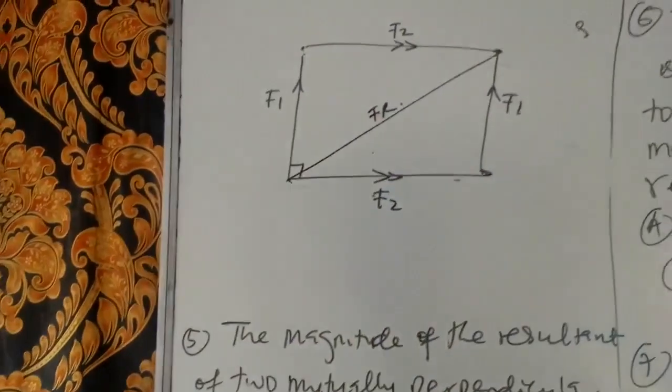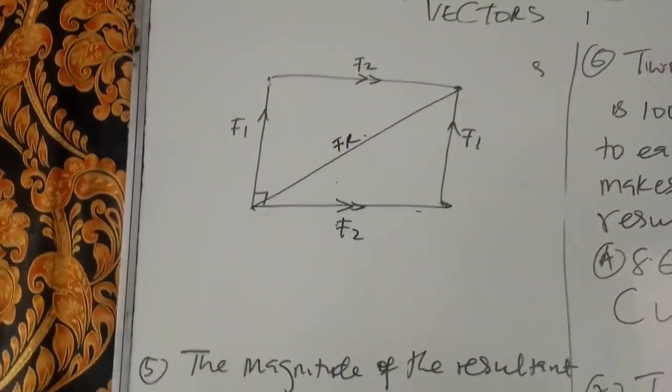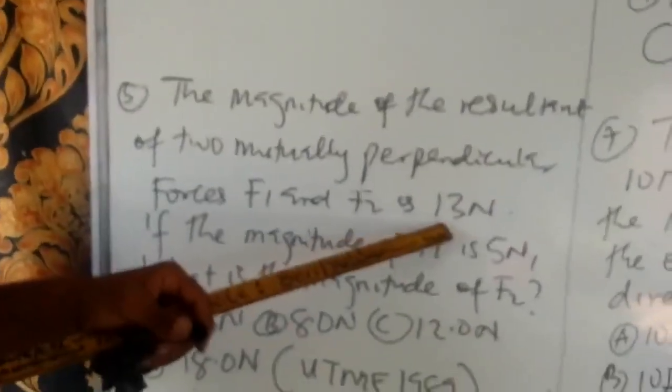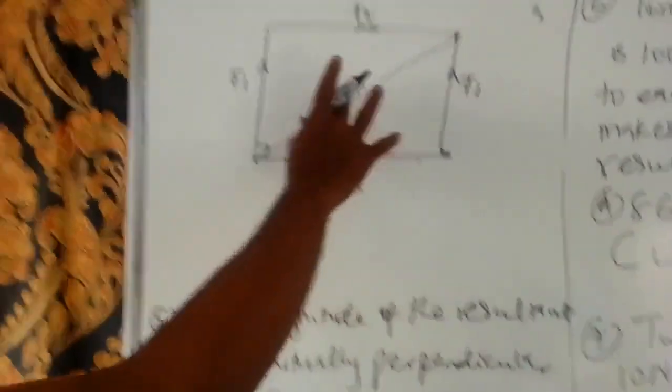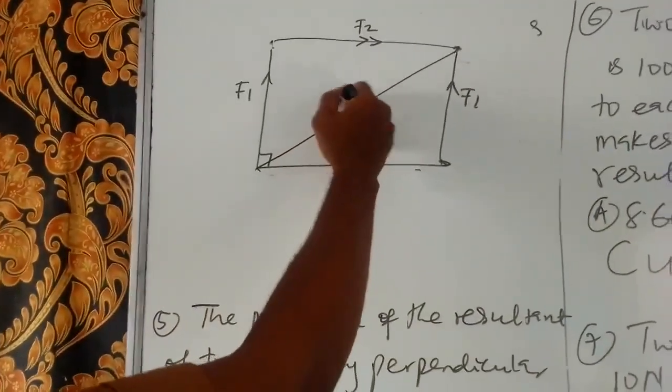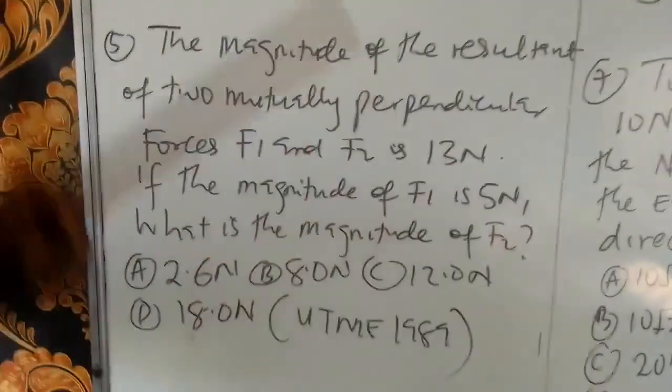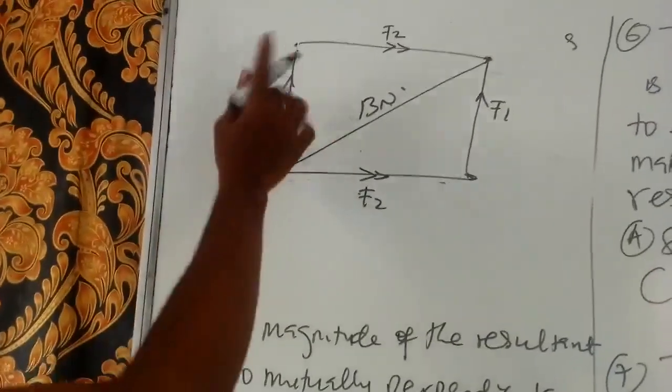So we'll go back to the question. It says that the resultant of the two forces F1 and F2 is 13 Newton. So we'll clean up the resultant and write 13 Newton at this point. And we are told the magnitude of F1 is 5 Newton, so we'll go up again. F1 is 5 Newton.